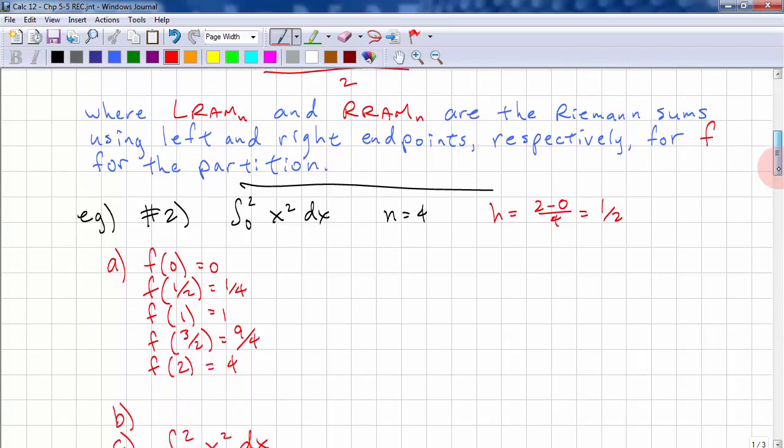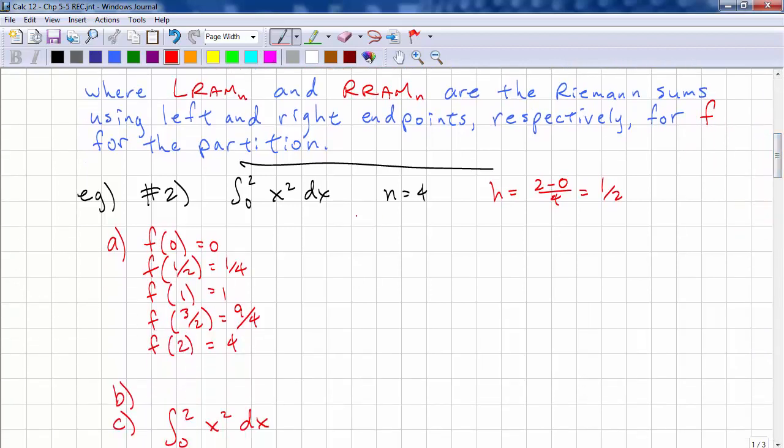Okay, let's look at an example. This is from the textbook, exercise number 2. We're integrating from 0 to 2 of x squared dx. We're using 4 partitions. So we take, this is b, and this is a. We have b minus a, that's 2 minus 0, divided by 4. So the width is a half.